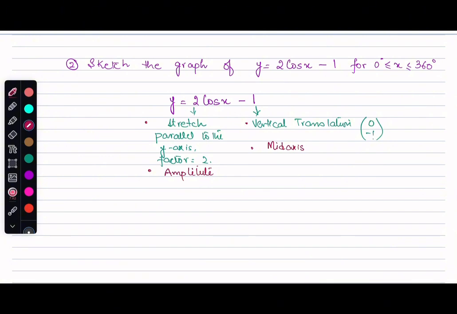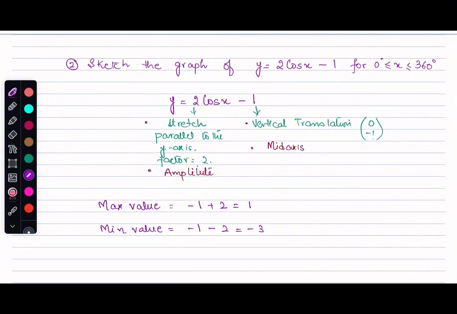So to get the maximum and the minimum values on the graph, I can say that the maximum value on the y-axis has to be equal to the mid-axis plus the amplitude. So this should be equal to a positive 1. And the minimum value on the y-axis should be equal to negative 1 and then a negative 2, giving us a negative 3.